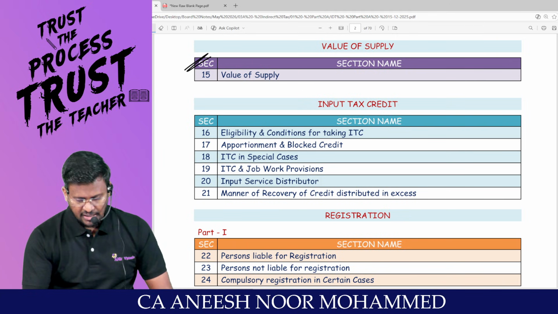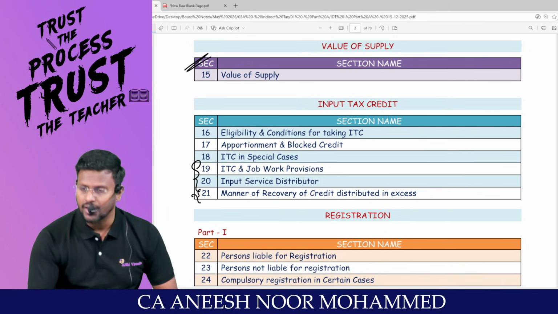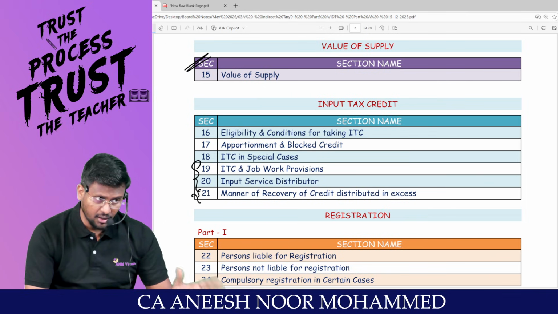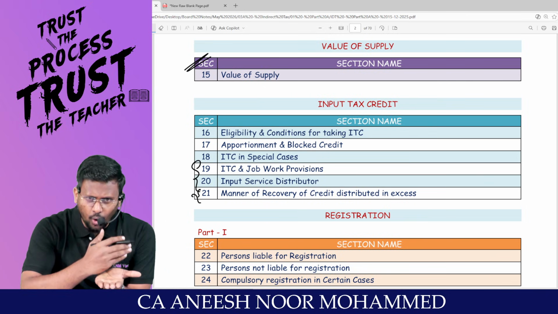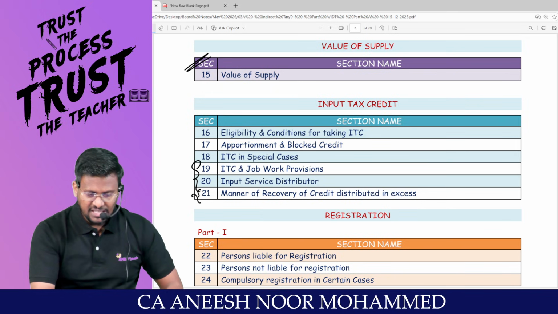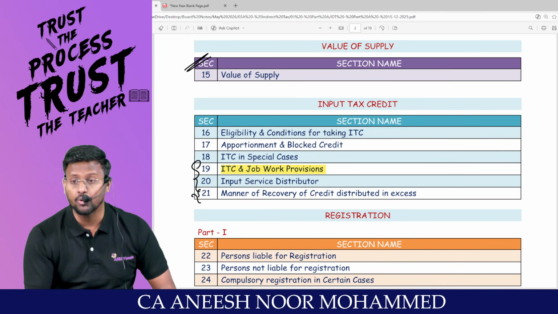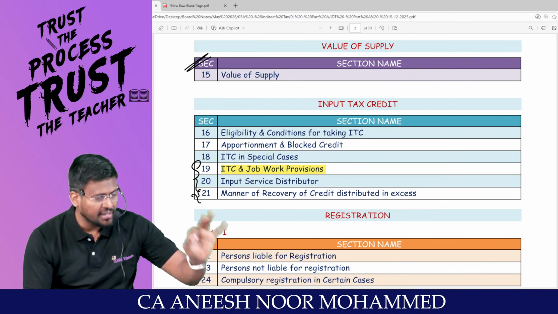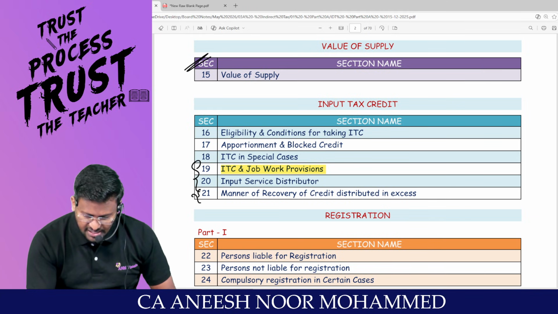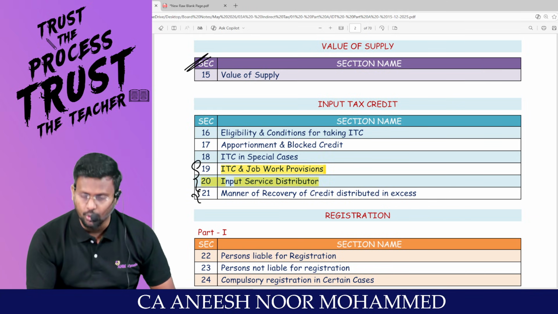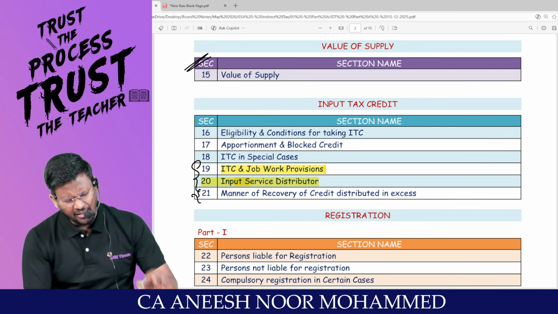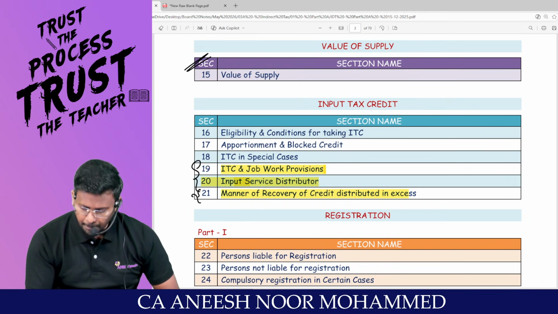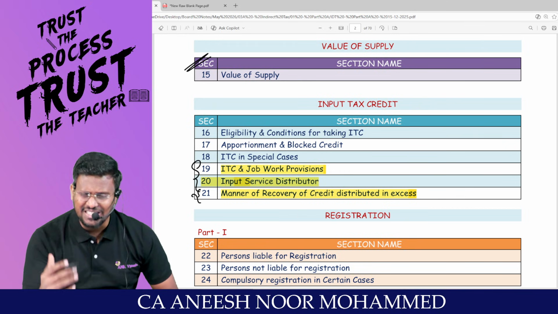Sections 19, 20 and 21: sir, these three sections are applicable only to CA Final and not applicable to CA Inter. But for the flow of sections, I have included them also. Section 19, ITC and job work provisions. That means if you are a job worker, how and when he can take ITC. That's section 19. Section 20, input service distributor. Even at Inter level we'll use the word ISD, input service distributor. Section 21, manner of recovery of excess credit distributed.